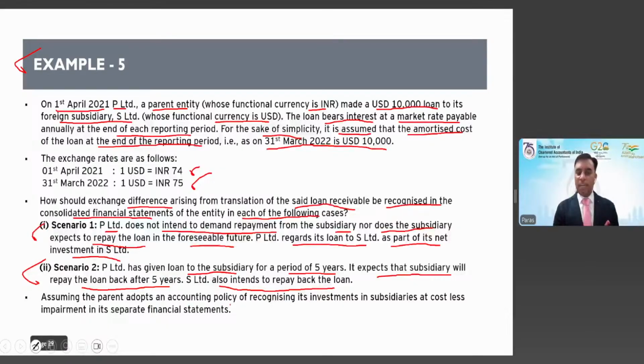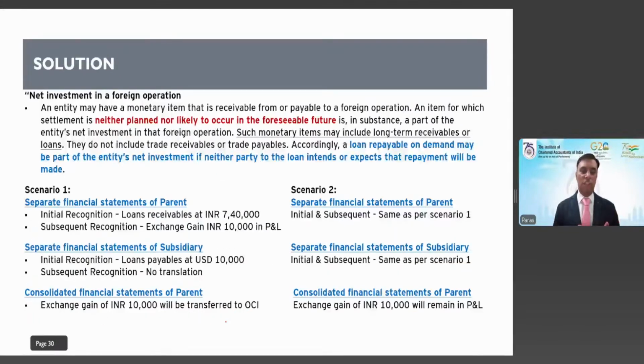Assuming the parent adopts an accounting policy of recognizing its investment in subsidiary at cost less impairment in its separate financial statements, what we need to do is disclose how we will account for this exchange gain or loss in the consolidated financial statements. But until and unless we account for this transaction in the standalone books of the holding as well as the subsidiary, we will not be able to understand this transaction. And hence what I have done, I have disclosed this transaction in the separate standalone books of holding and subsidiary as well as in the consolidated financial statements, right? So that you can get the holistic view.